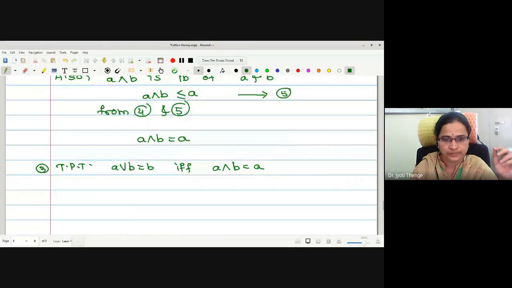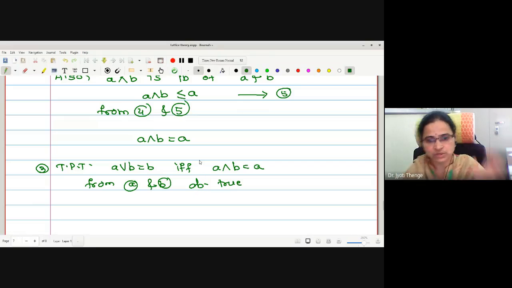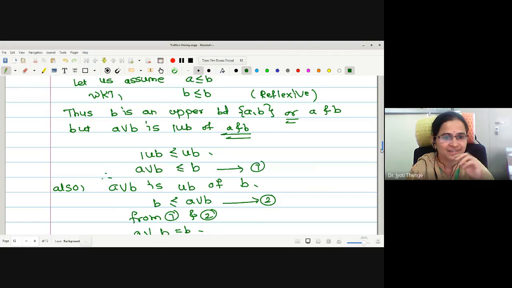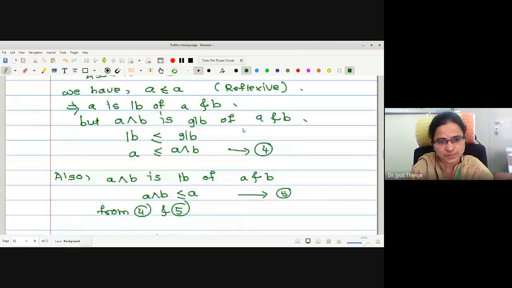Correct? So, this is from point number A and B, obviously true. Correct? Obviously true is the reason here. Okay. Always I'm saying now, obviously true is the most dangerous word. Okay. Fine. Is there any doubt with this property?